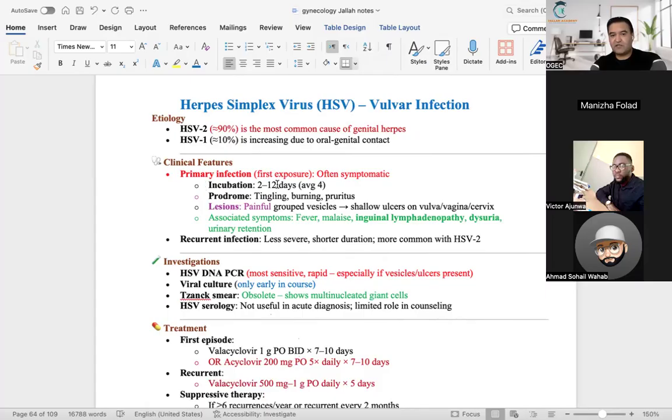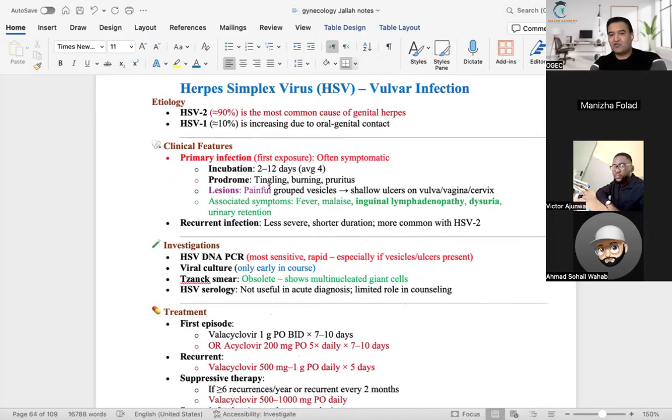Clinical features: primary infection, first exposure, often asymptomatic. Incubation is 2 to 12 days. Prodrome: tingling. Usually when you start the medication, as soon as the patient starts this, not even the burning, the tingling. When the tingling starts for somebody who has a recurrent history of herpes simplex, you have to start the treatment further, as soon as the patient says that I'm feeling tingling. This may be in your exam.